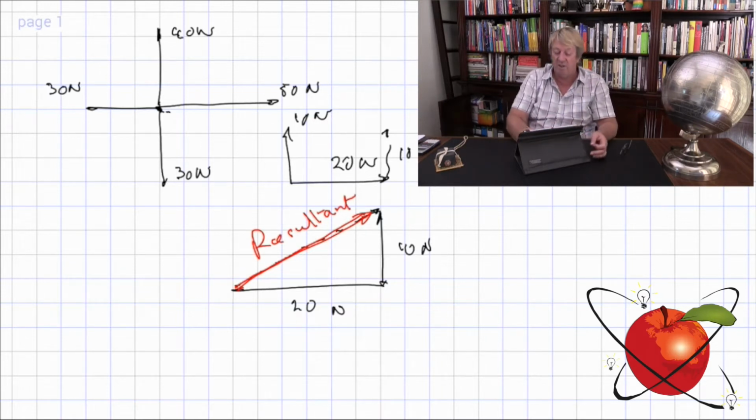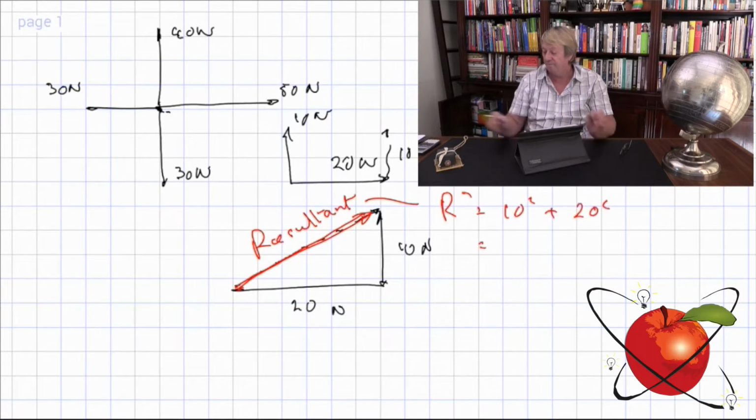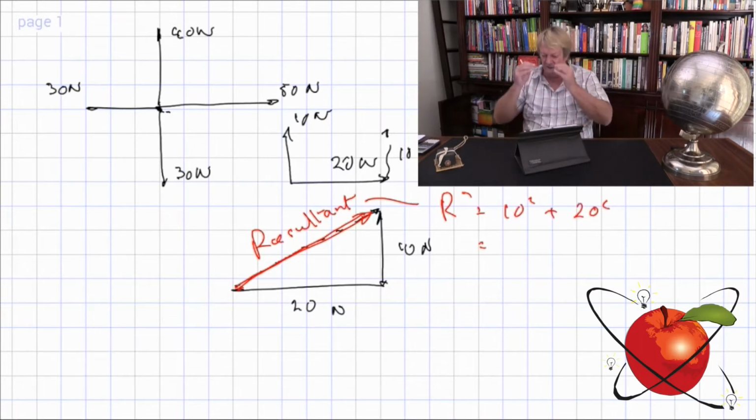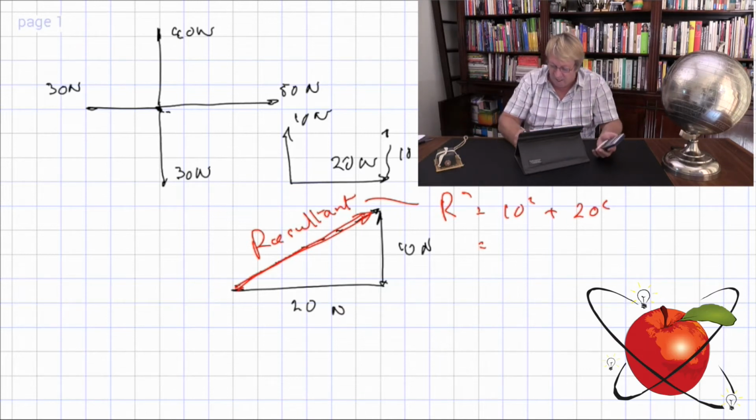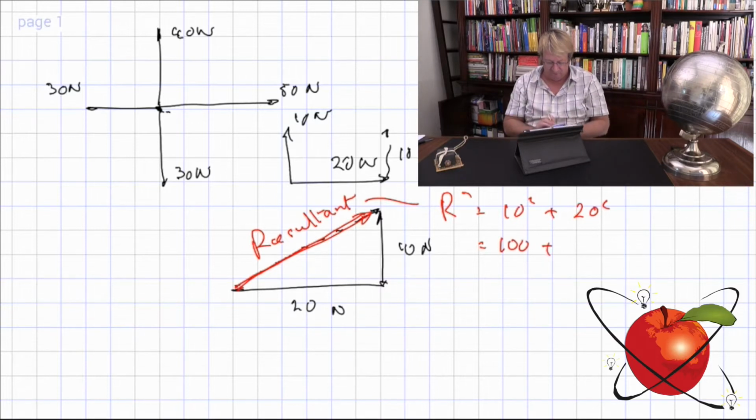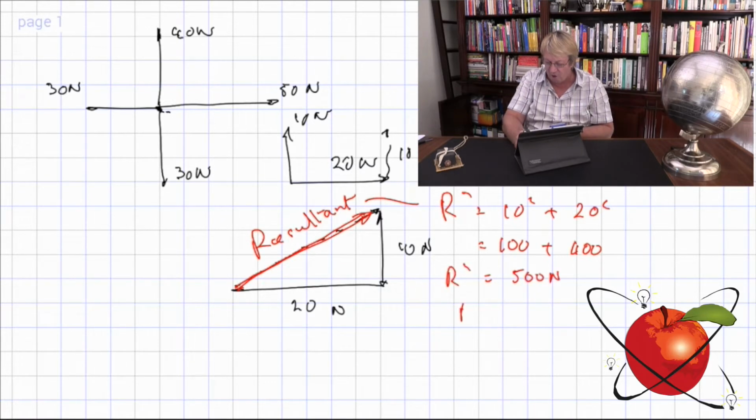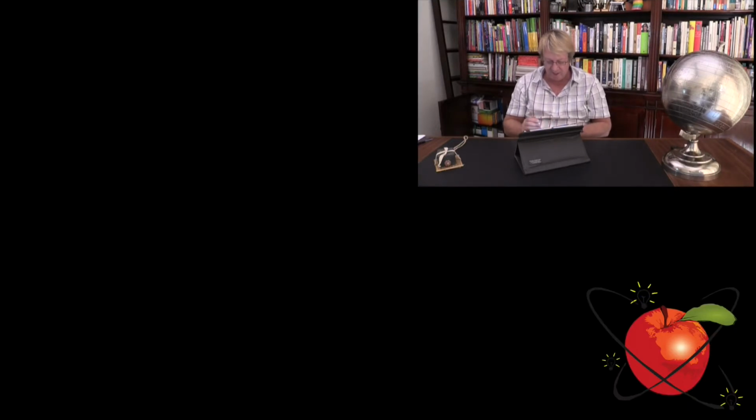Actually, how do we calculate the magnitude of the resultant? Well, once again, we've got that the resultant squared is going to be equal to 10 squared plus 20 squared, right? And if we work it out, first of all, we've got 100. Let's do this. 100 plus 20 squared equals that. That's going to be 400 over there. So we've got r squared equal to 500. Therefore, r is going to be equal to, let's just take the square root of that, and we get 22.36.